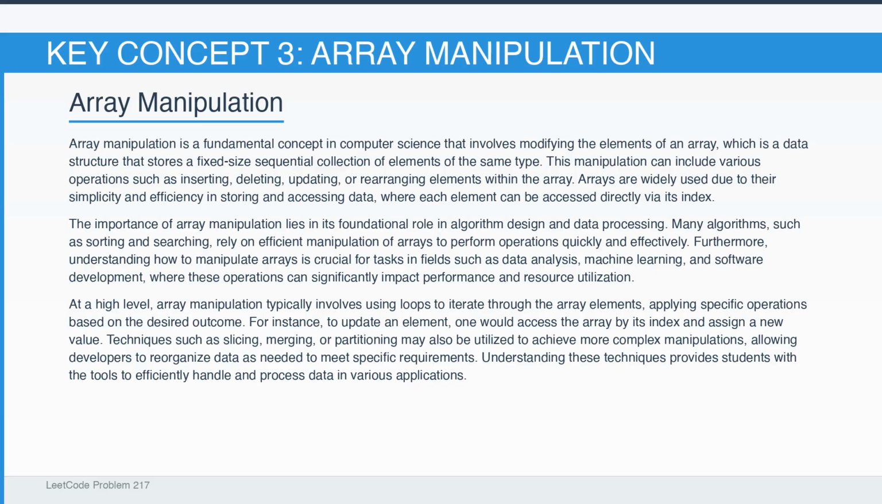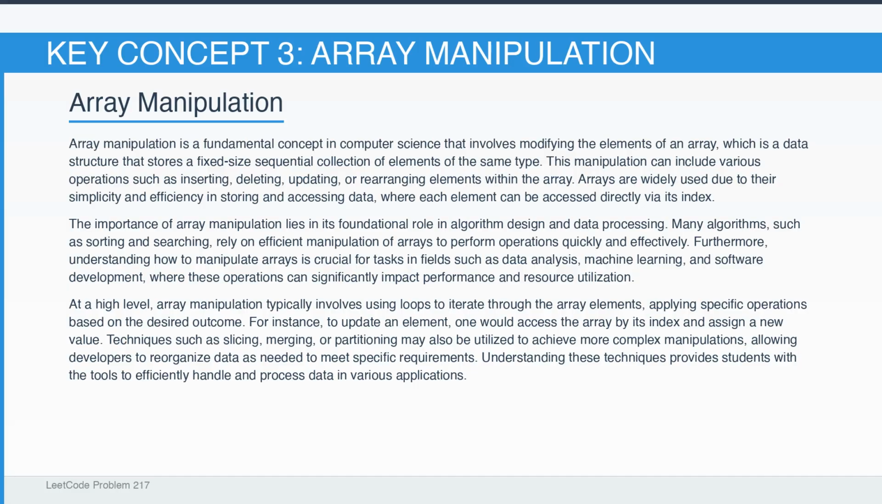In practical terms, you often use loops to go through each element of the array. For example, if you want to change the value of an element, you simply access it using its index and assign a new value. More advanced techniques like slicing, merging, or partitioning can help in organizing data effectively.